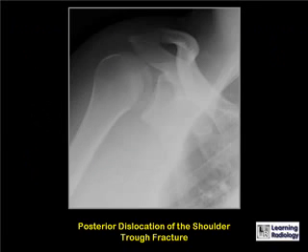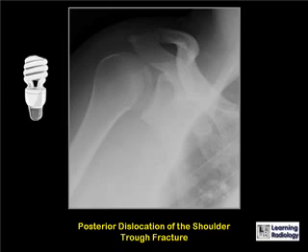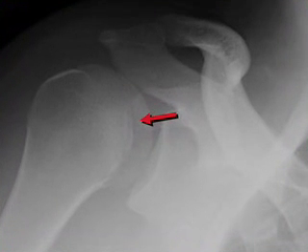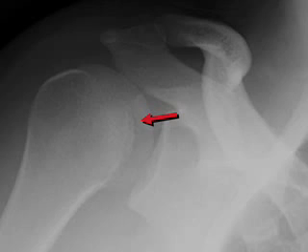This is an example of a posterior dislocation of the shoulder. The light bulb sign refers to the shape of the humeral head, and the red arrow is pointing to the edge which forms the trough fracture along the anteromedial aspect of the humeral head.